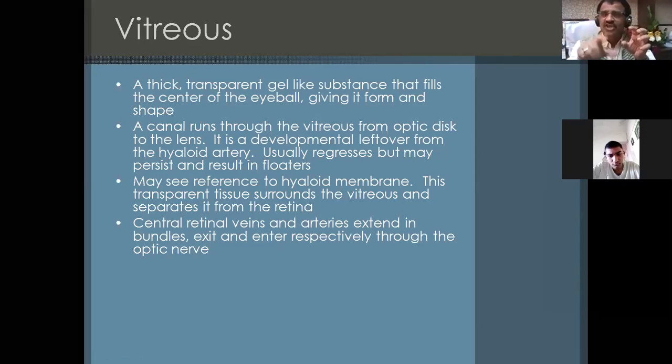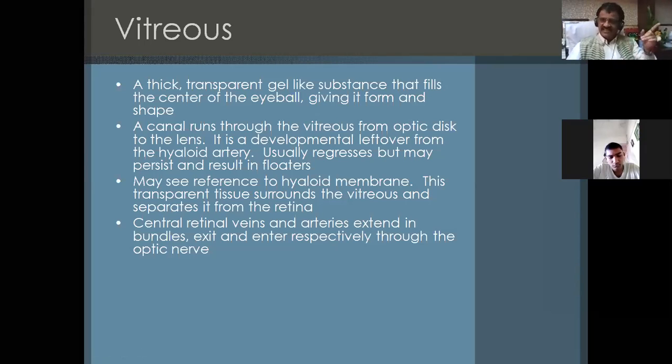If this is not there, your eyes will collapse. A canal runs through the vitreous body from the optic disc to the lens. It is a developmental leftover from the hyaloid artery. Usually it regresses but may persist and result in floaters. This is of embryological significance, and we have to just remember that the vitreous body is also a refractive material.